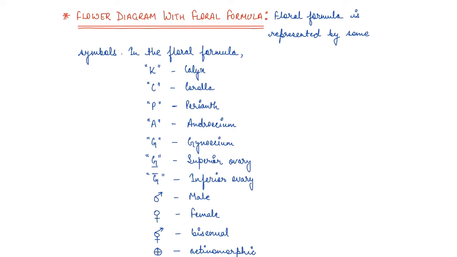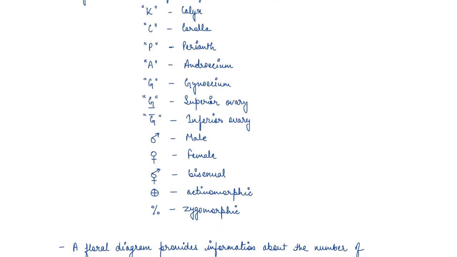If a plant is bisexual, then we use this, wherein we have the male as well as the female symbol. If it is actinomorphic, we use this. If it is zygomorphic, we use this, right? So a floral diagram basically provides information. Information about what? Information about the number of parts of a flower. So we studied the parts of a flower in detail as well, where we studied the calyx, corolla, androecium, and gynoecium.